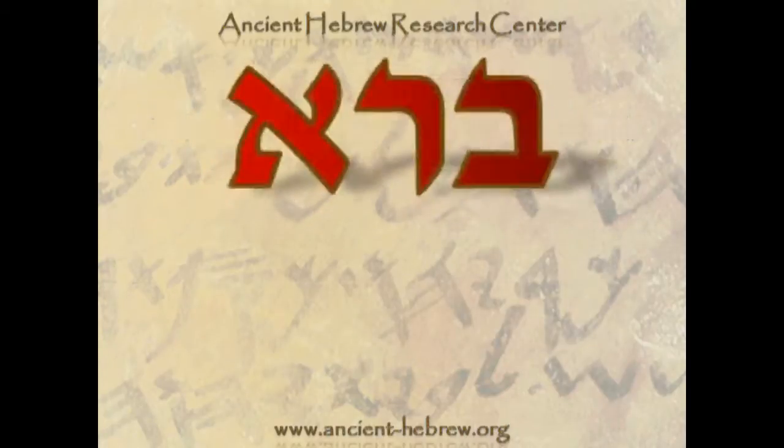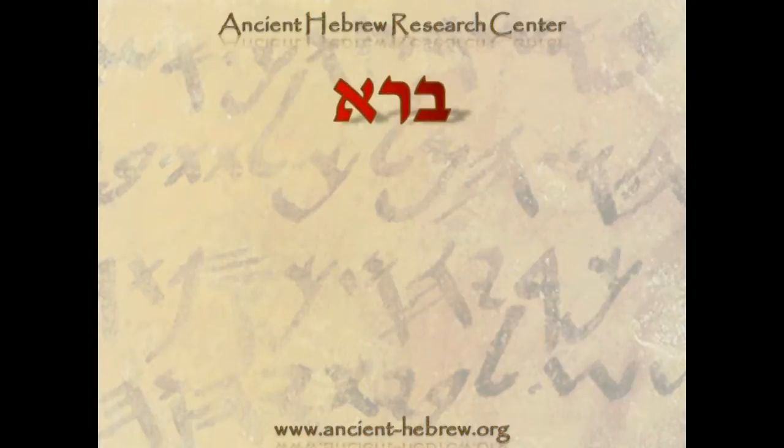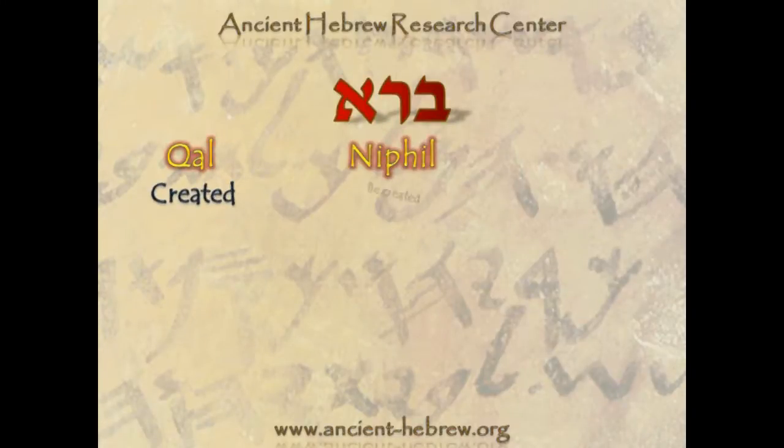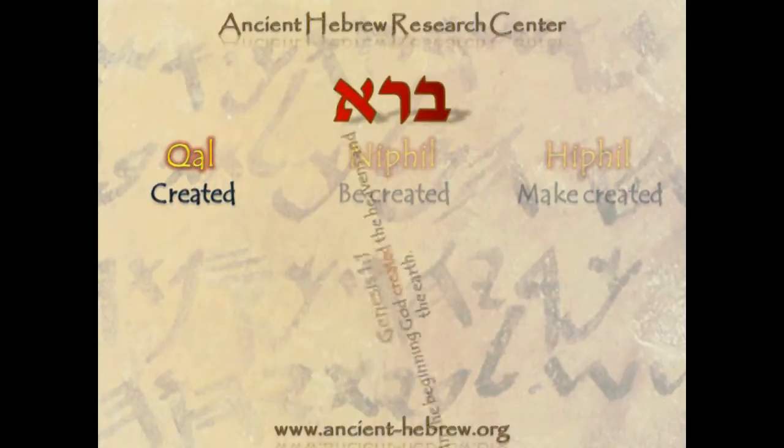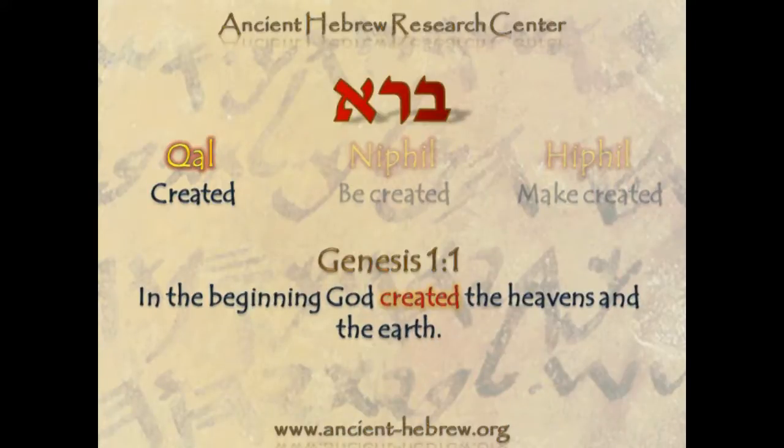And now we come to the verb bara. If the verb bara means to create, then in the call form, it would mean created. In the nifal passive form, it would be be created, and in the hifil form, it would be make created or cause to be created. So let's take a look at three verses. In Genesis 1:1, we have the call form of the verb. "In the beginning, God created the heavens and the earth." And it looks like that works.